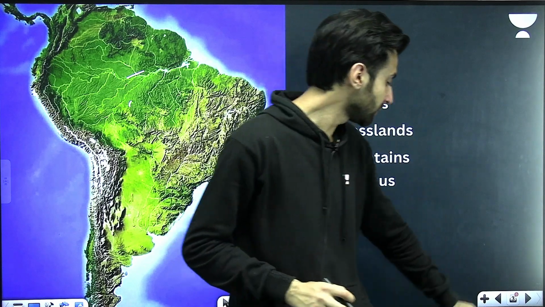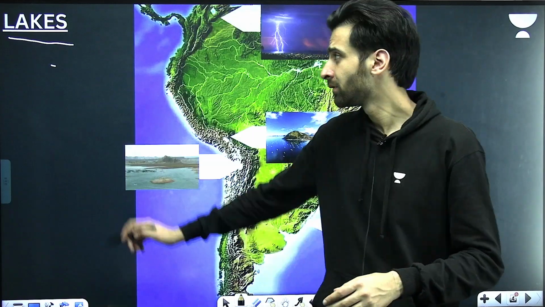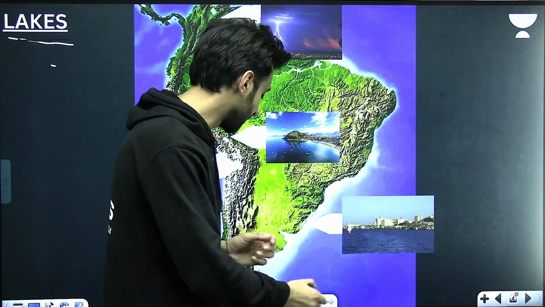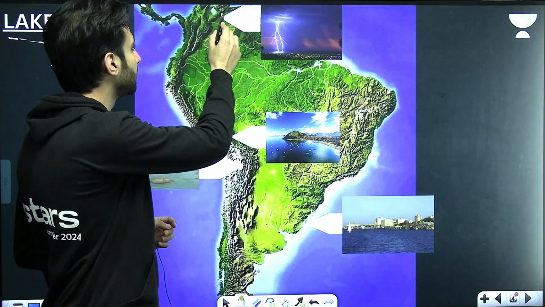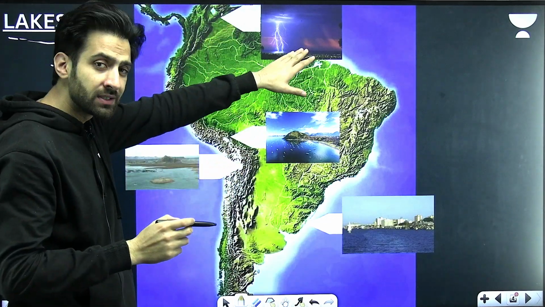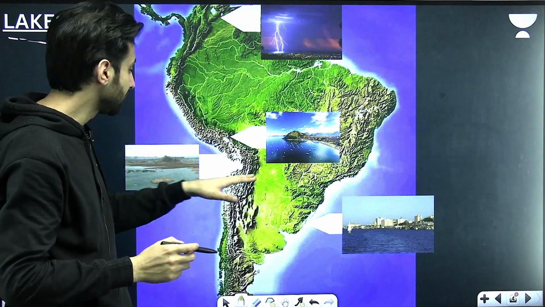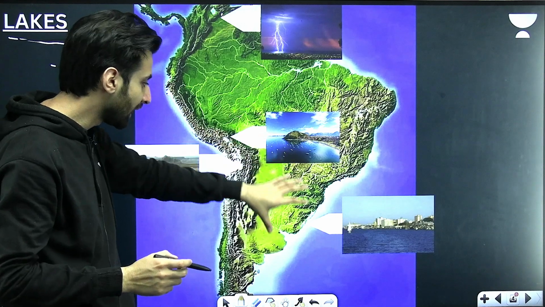So let us start today's class with lakes. There are some important lakes in the South American continent. If you're looking at the map, you will see the four points that I have pointed out here. You will find one in Venezuela, then one in this region, and these are the lakes that we're going to talk about.